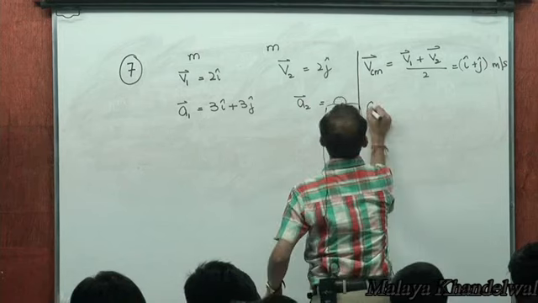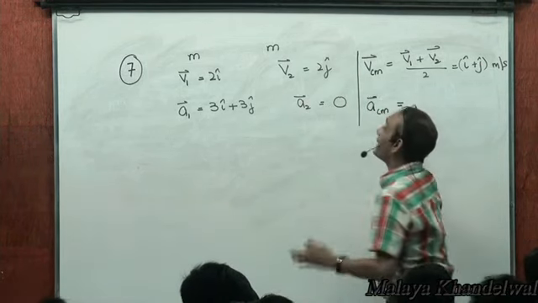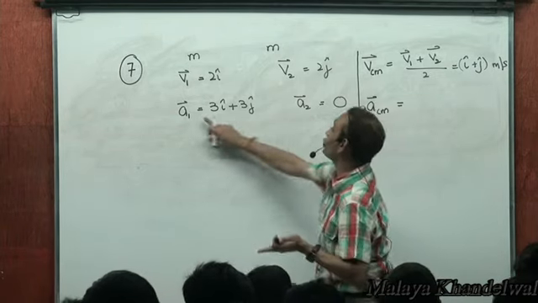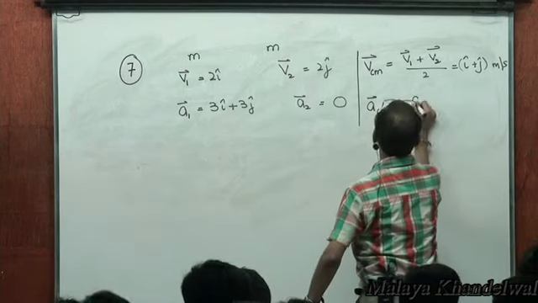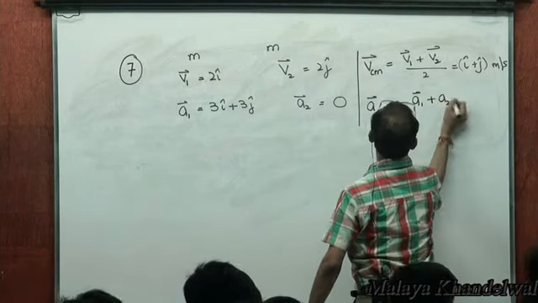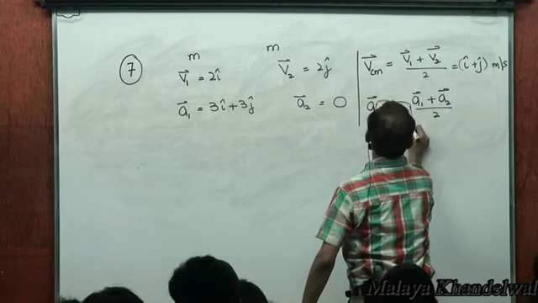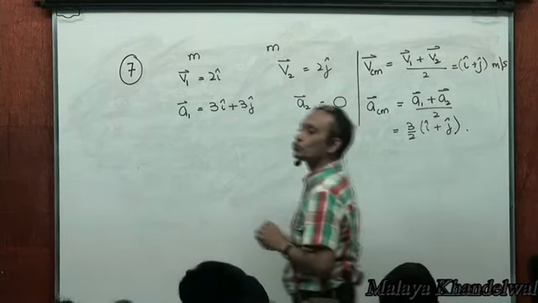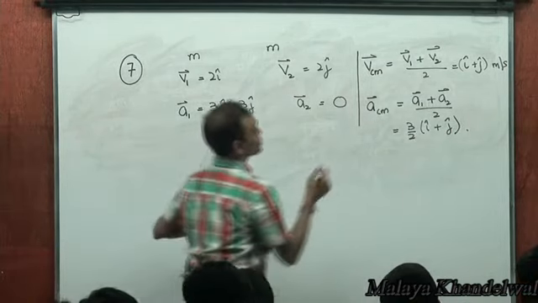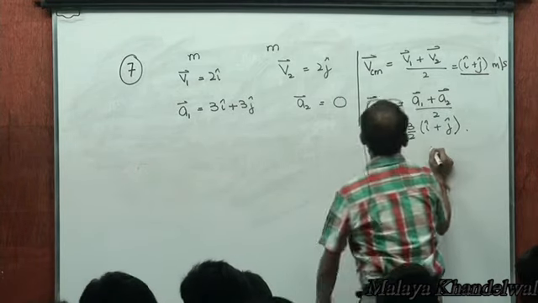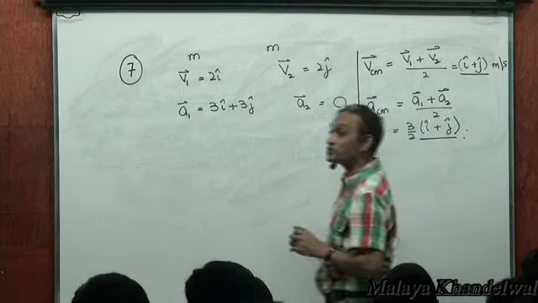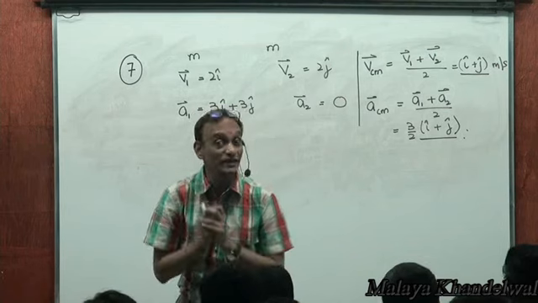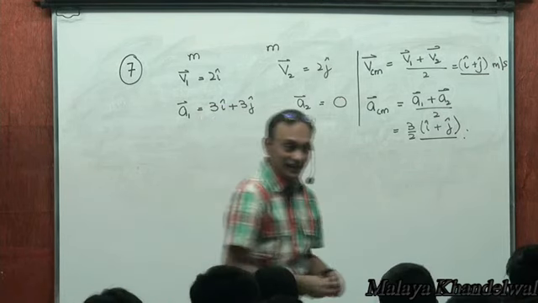The acceleration of the center of mass is going to be (m1 a1 plus m2 a2) by (m1 plus m2), but again m1 equal to m2, so it's simply going to be (a1 plus a2) by 2, which is 3 by 2 times (i cap plus j cap). So far so good, right? Now notice this. The velocity of the center of mass is i cap plus j cap. The acceleration of the center of mass is 3 by 2 times (i cap plus j cap), and therefore the velocity of the center of mass is parallel to the acceleration of the center of mass.